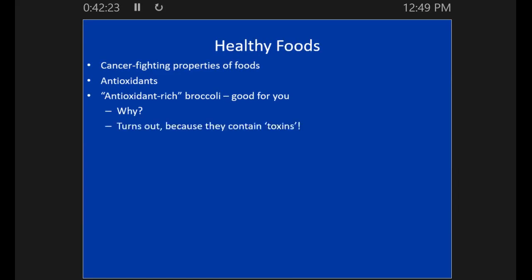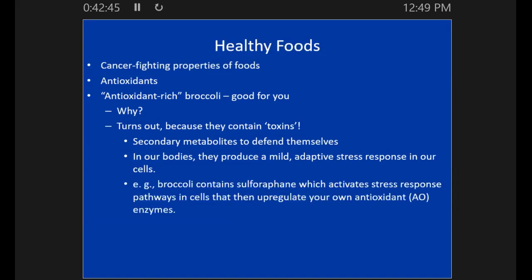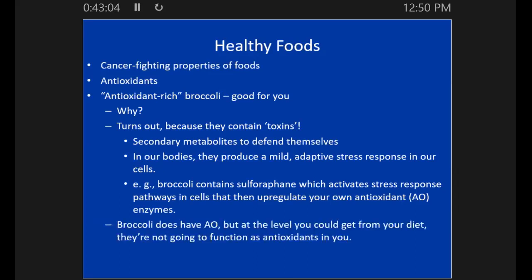And the idea is that they don't really have enough of the antioxidants for your nutrition, that broccoli doesn't make enough antioxidants. So a serving of broccoli won't get you all of your antioxidants. But what it does is it produces a mild adaptive stress response in our cells. And so the end result is that it gets our cells to start ramping up our own antioxidant enzymes. So it's kind of this indirect impact of why it's good for you. Okay. So broccoli does have antioxidants, but at the level you could get from your diet, they're not going to function. There's not enough antioxidants in that broccoli to be of full use to you. It helps, but it's not the full thing that you need.